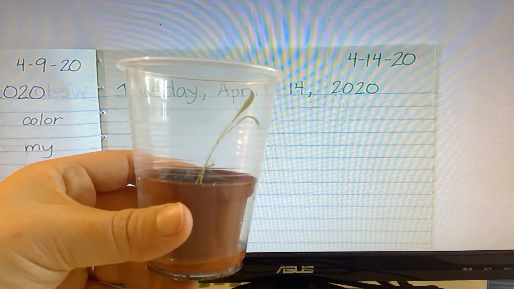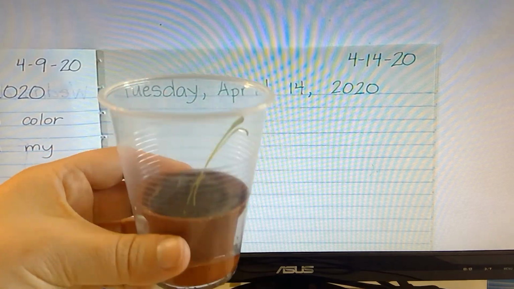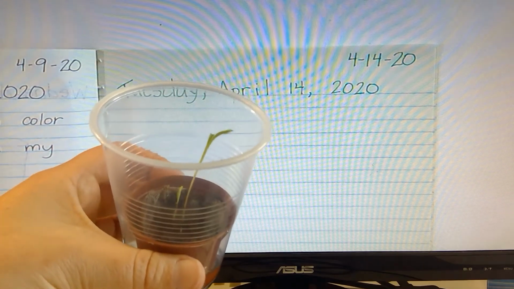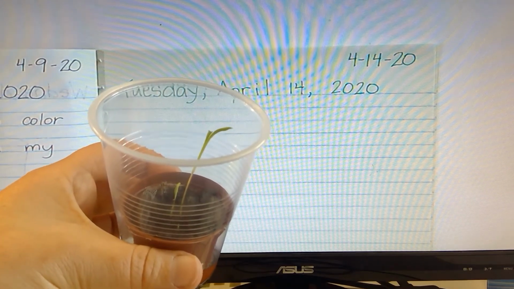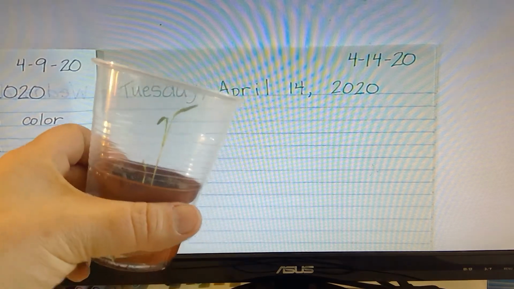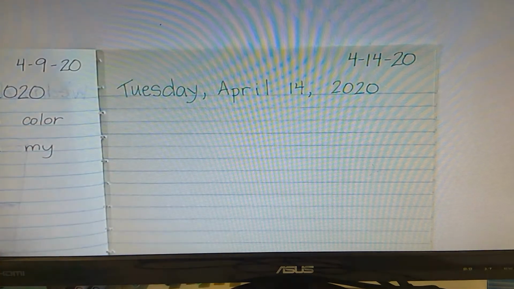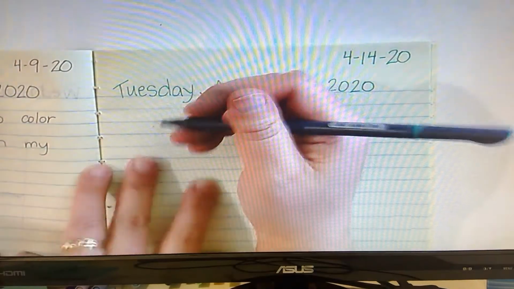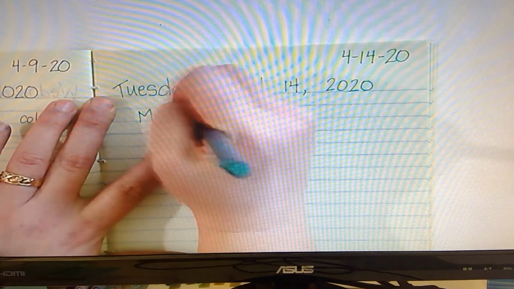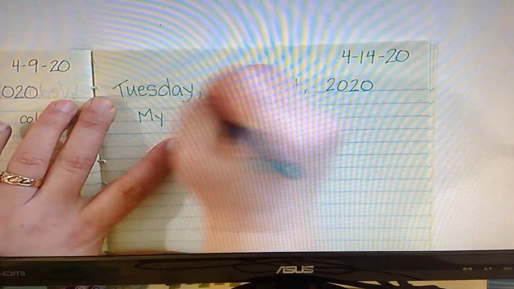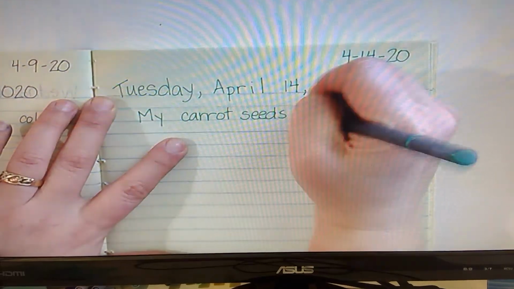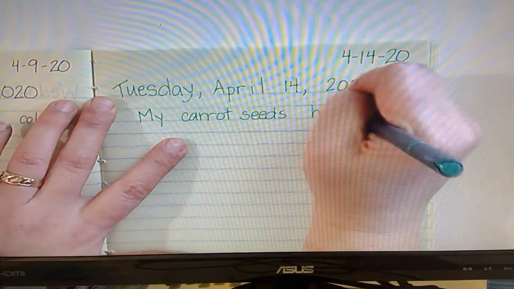All right, so my seeds have sprouted, not just one, but I can see 3. I know it's really hard to see that bottom one down there. It's itty bitty, and then there's a little one that's sort of tall, and then the really tall one. Okay, so I'm going to write a sentence. It's going to say, my carrot seeds have sprouted.